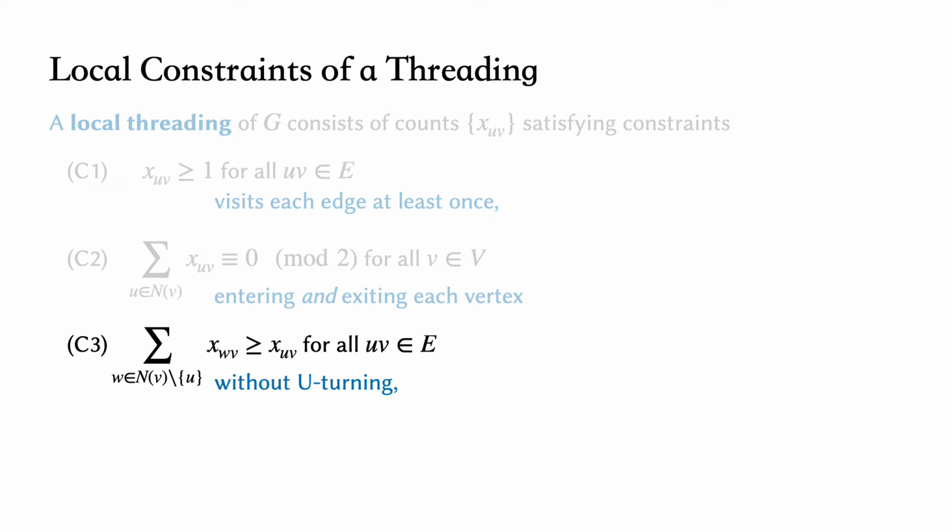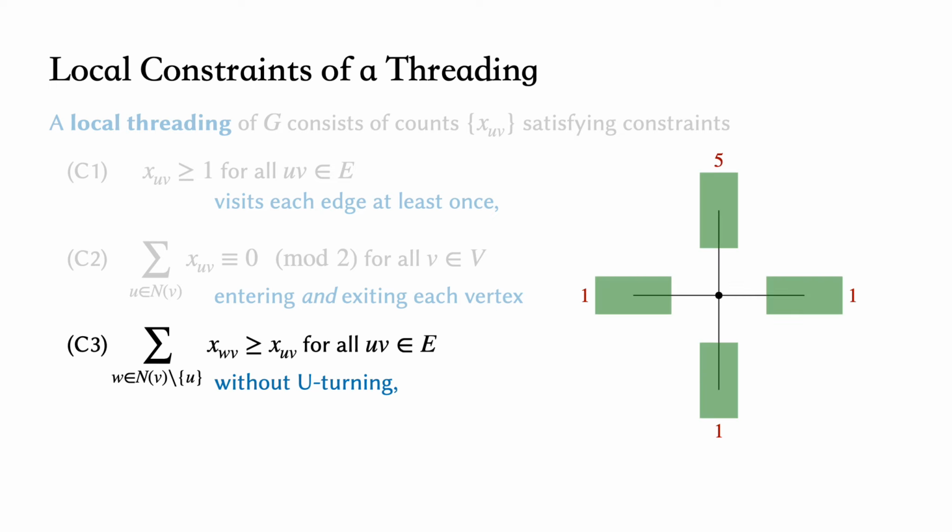If an edge UV is threaded, say, k times, then the sum of the counts for the remaining edges incident to V must be at least k to supply these visits. On the right, we show an example where the top edge is to be threaded 5 times. However, there are only 3 threads from the remaining edges available. So this is impossible without allowing for U-turns.